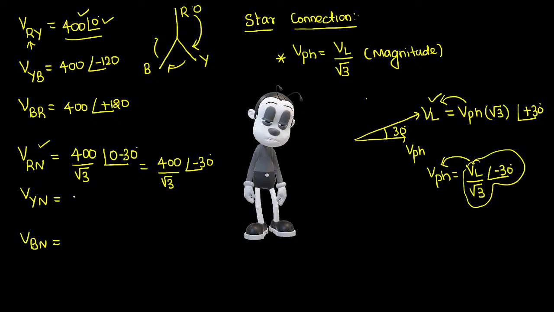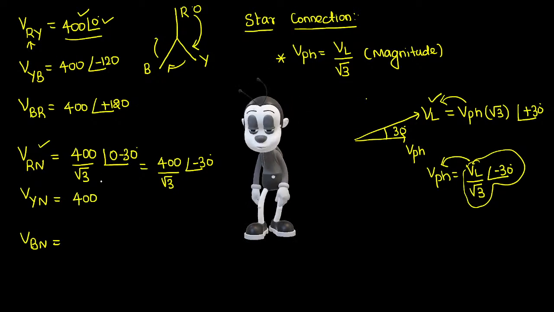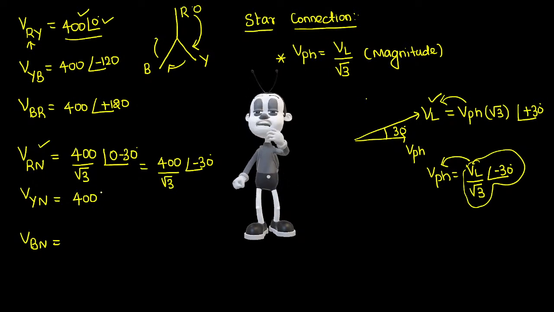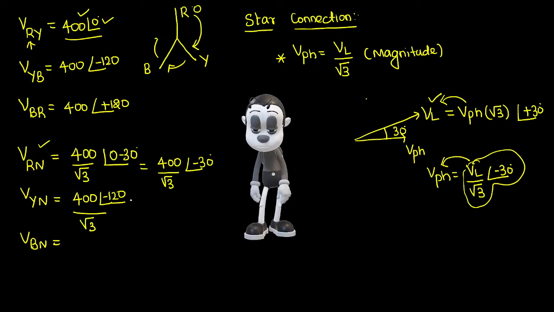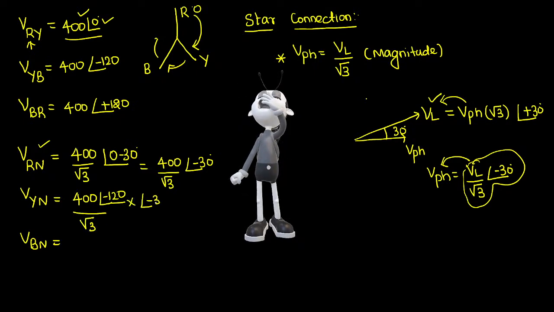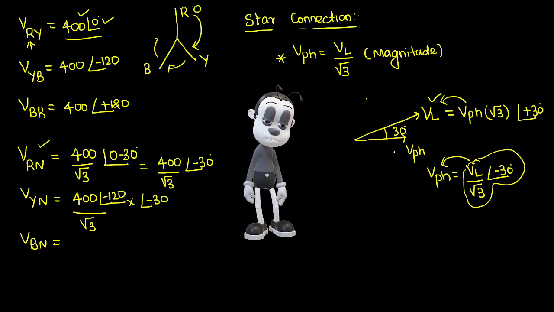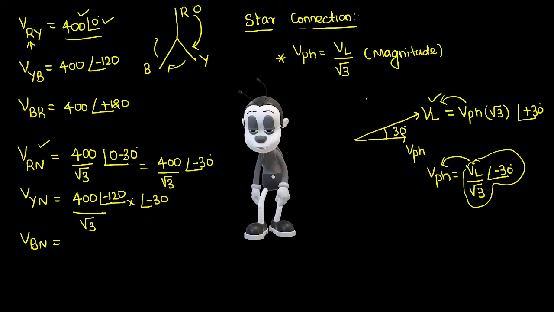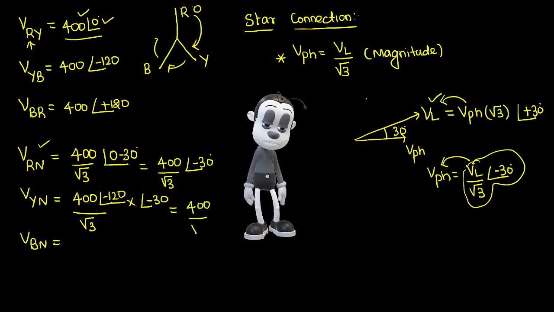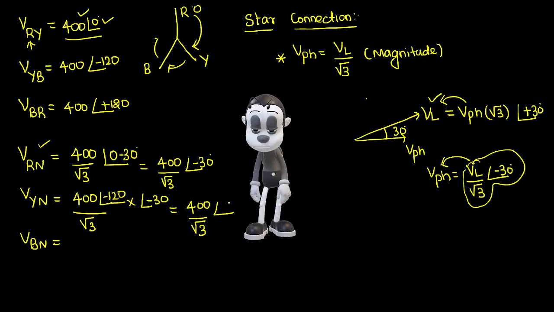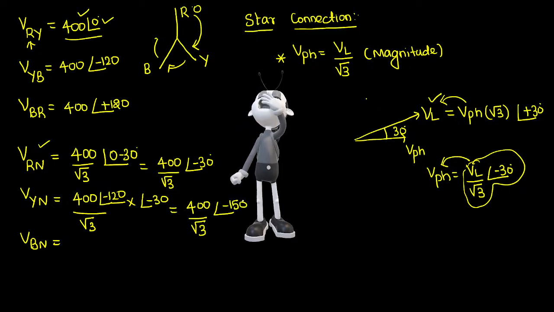Let us focus on the second phase voltage. The second phase line voltage is what? 400 at an angle of minus 120. Already it is having 400 at an angle of minus 120. I have to divide it by root 3. With this we are also adding one more minus 30°. Why? Because phase voltage is lagging 30°. So if I rewrite this expression, this can be written as 400 upon root 3 at an angle of minus 150°.